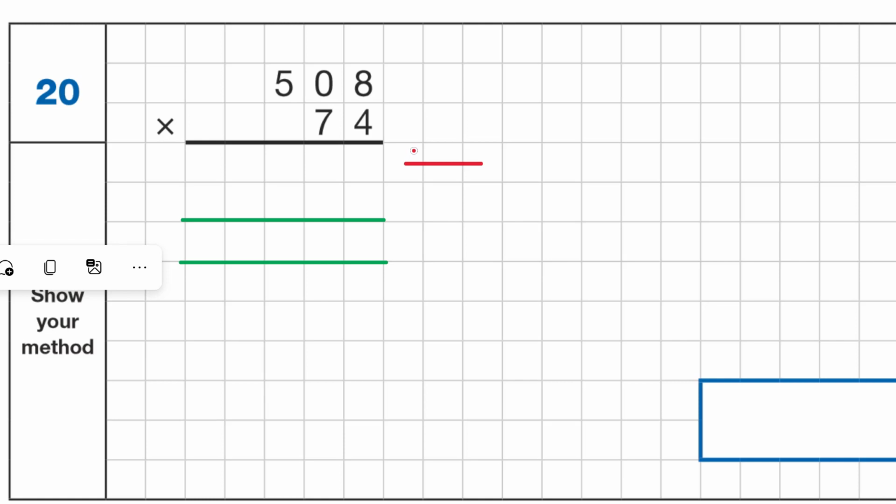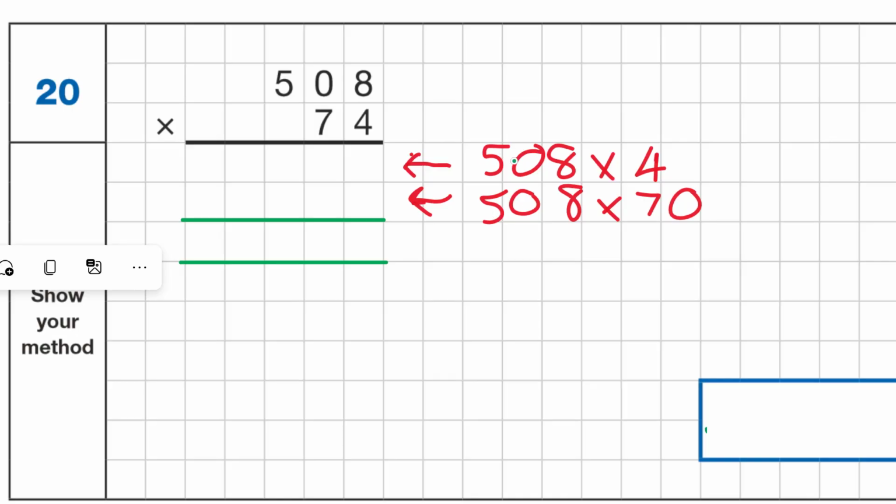So I wouldn't do this in the paper, I'm just doing this for demonstration. So I've just written to the side that the first line is where I'm showing 508 times 4. The second line is where I'm showing 508 times 70. You don't need to write that down when you do a multiplication. That's just for demonstration purposes. Okay, I'm now going to start multiplying.